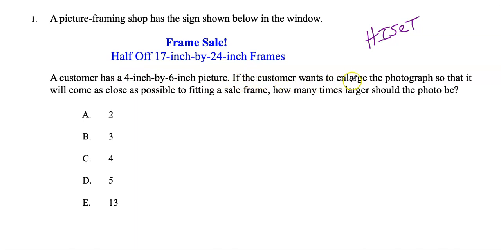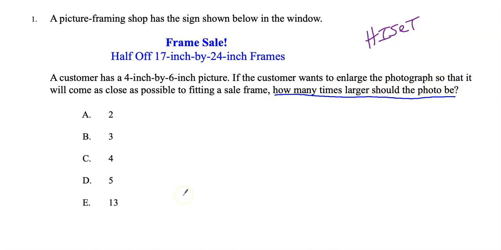If the customer wants to enlarge or make bigger the photograph so that it will come as close as possible to fitting a sale frame, how many times larger should the photo be? I am going to underline my final question right here. How many times larger should the photo be?